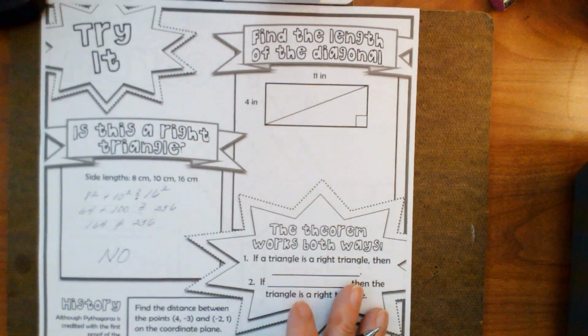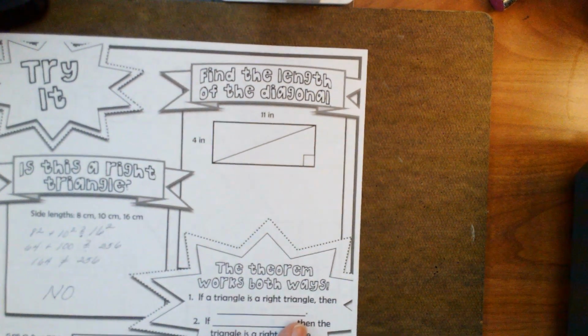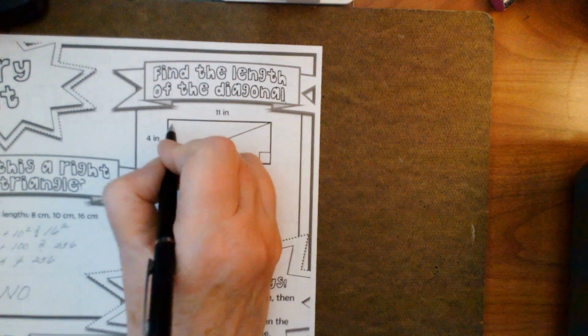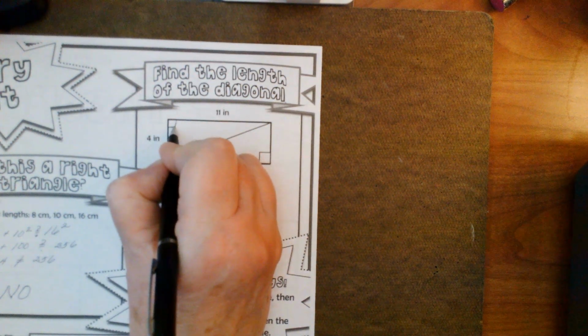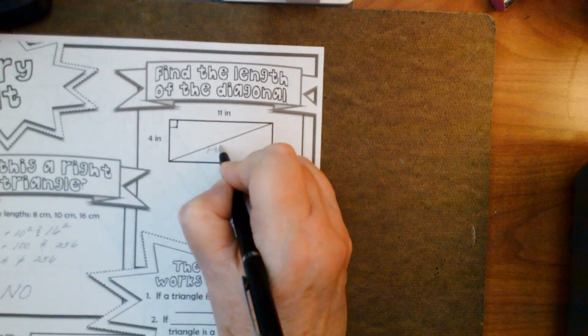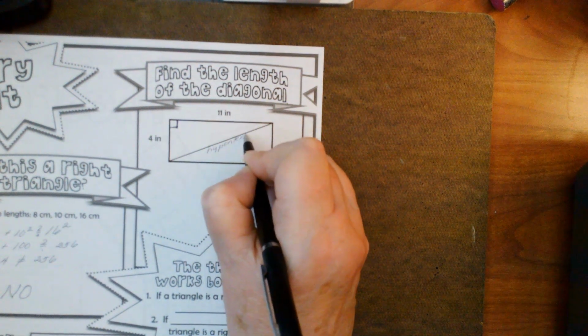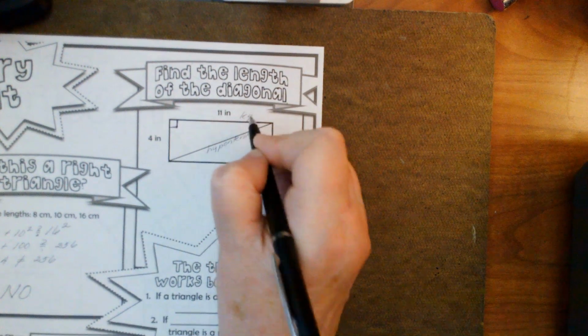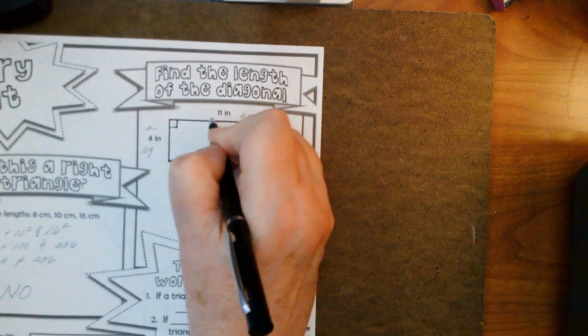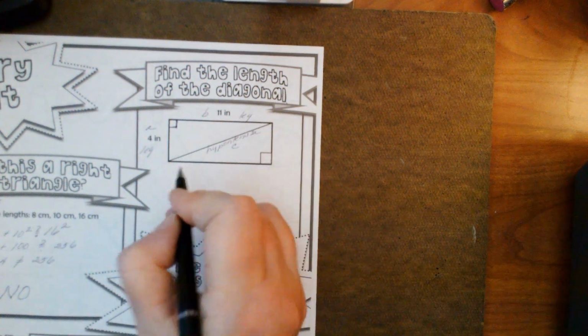Okay, so then we're going to go over to the next one. It's 4 inches and 11 inches. This is where the right angle is, and this is the hypotenuse. And this is a leg, and this is a leg. All right? So I'm going to say this is A, and this is B, and this is C.